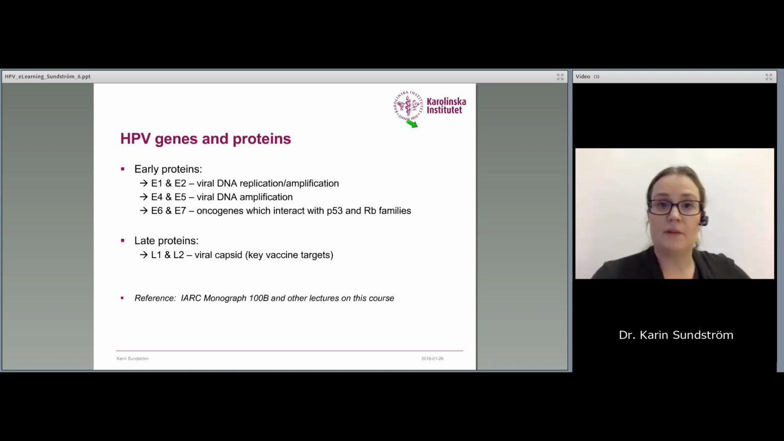The late proteins are mainly responsible for forming the viral capsid. They are of particular importance, not because they constitute the cancer-inducing response, but because they are prime targets for vaccination, as we will see later on during the course. And most of the things I talk about today, you can find much more in depth in the IARC monograph 100B, which I'm referencing at the end of this lecture.